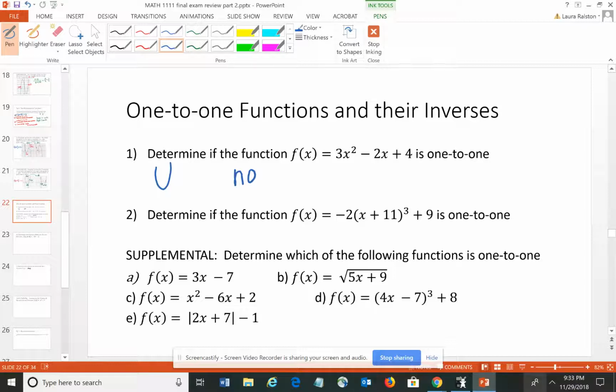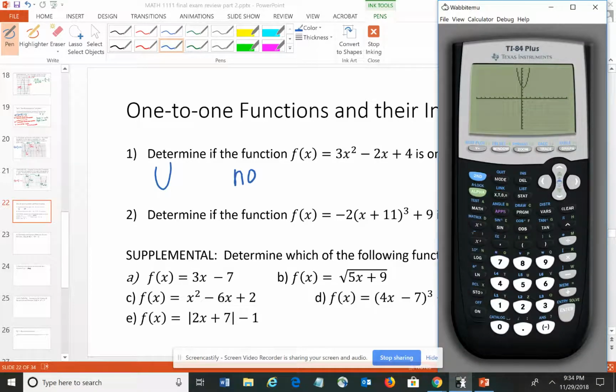For the second one, we have -2. Again, I'm going to put it into my calculator. So I'm going back to my calculator. Y equals, clear out the one that was in there, and then I'm going to put in -2 parentheses x plus 11, close the parentheses, raise it to the third power, and add 9. And I'm going to tell it to graph.